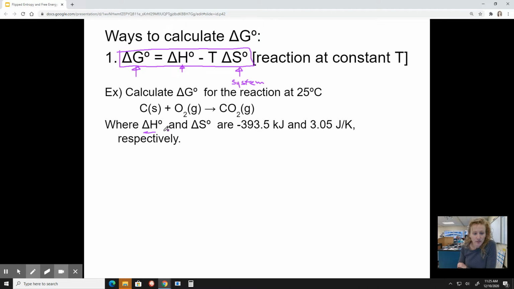So they give you delta H, they give you delta S, they give you the temperature. This would be a good time to pause your video, go ahead, do this calculation, and then come back to check your work against ours.